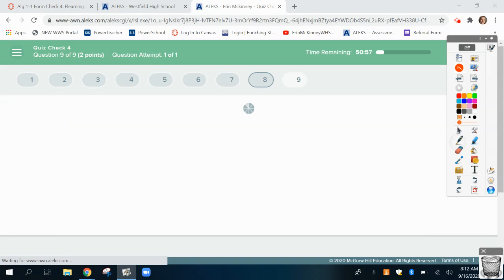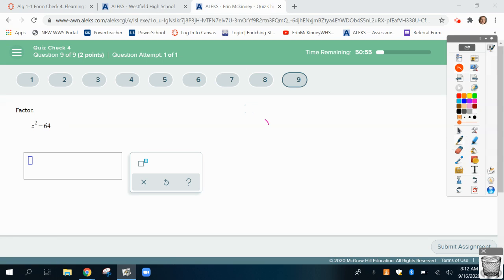Last problem, we have Z squared minus 64. Again, we're always looking for a GCF first. If it just says to factor, there's no GCF. So this has 2 terms, so then we're going to check for a special case.